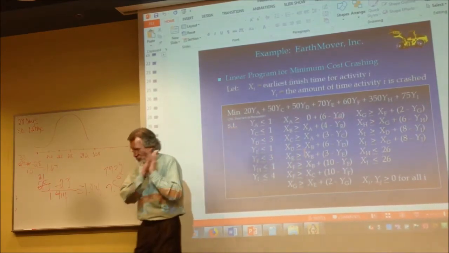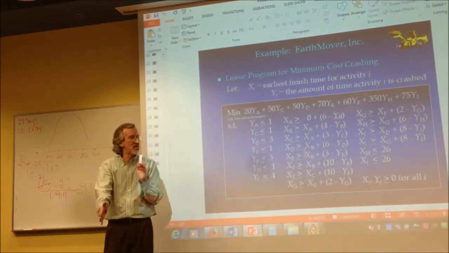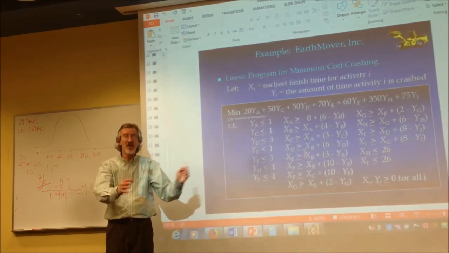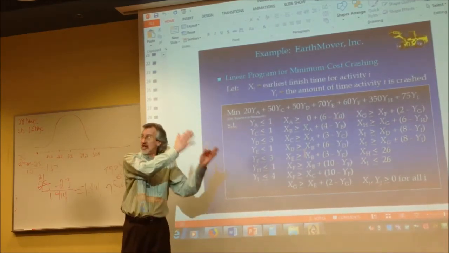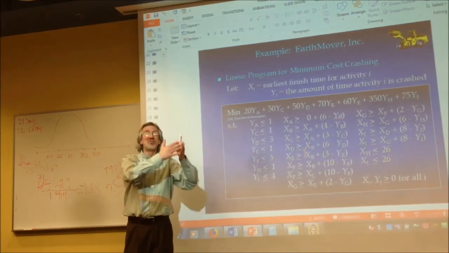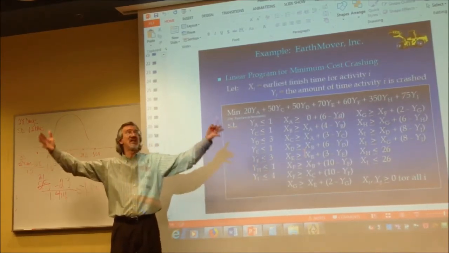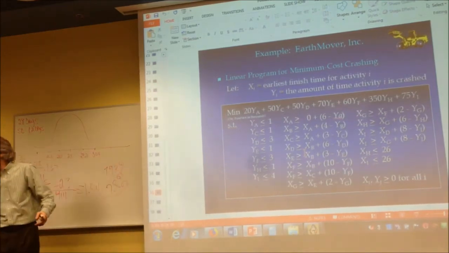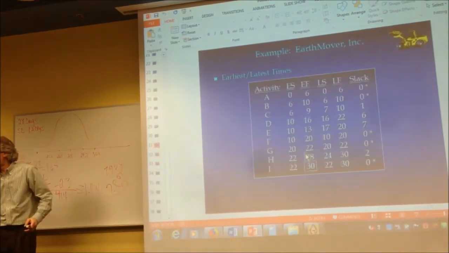It just steers you right to the quick solution, the best solution: here are the activities that should be reduced in time, here's how much it costs to get these activities reduced in time, which then allows our project to be done in less time. All right, you ready for the story and the description here?